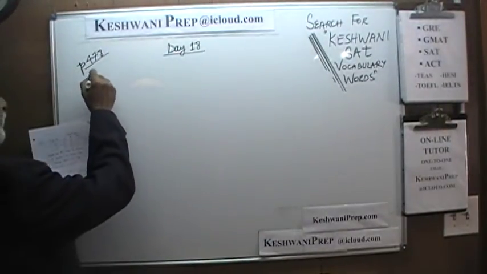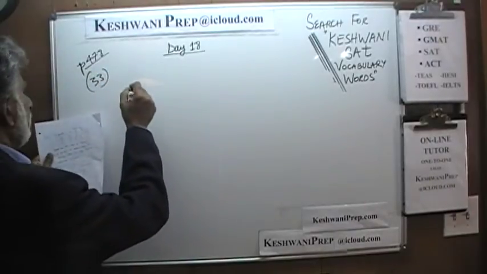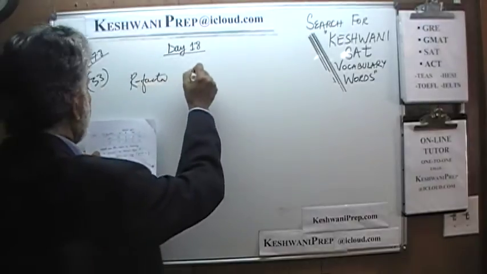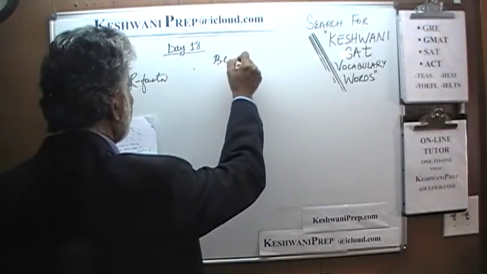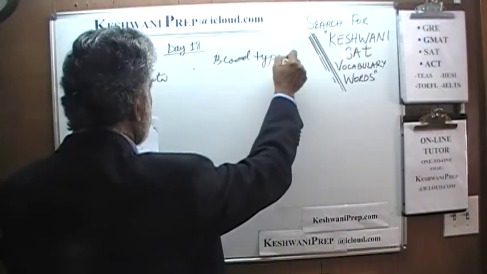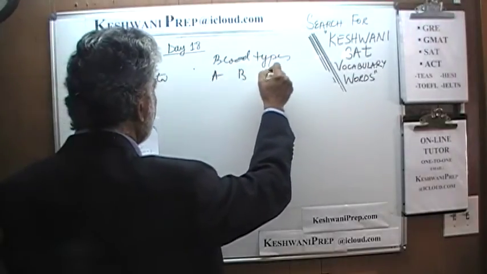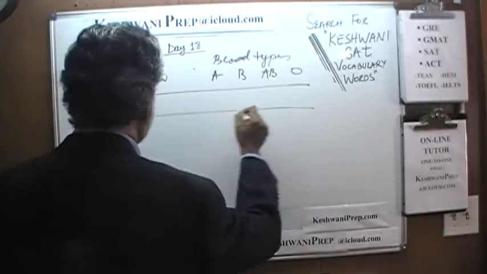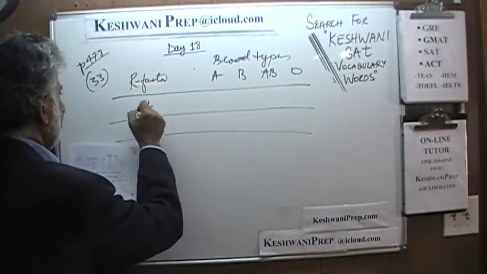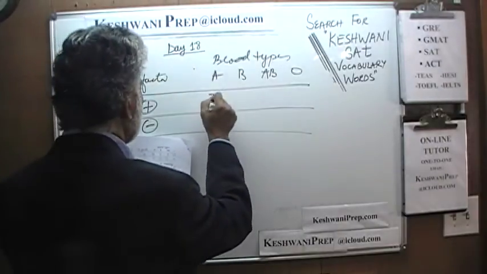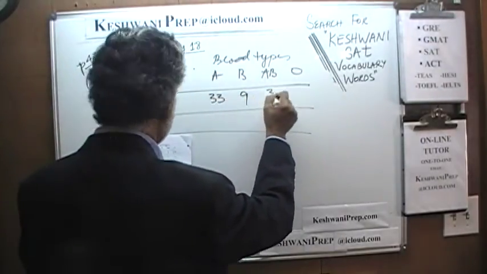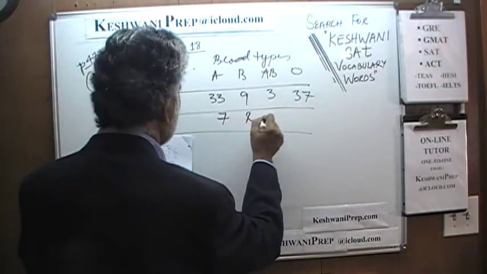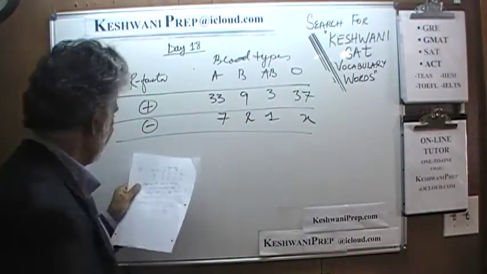Number 33. Here we have the R factor, we are told. And here we have blood types: A, B, AB, and O. Positive and negative. 33, 9, 3, 37, 7, 2, 1, and X.